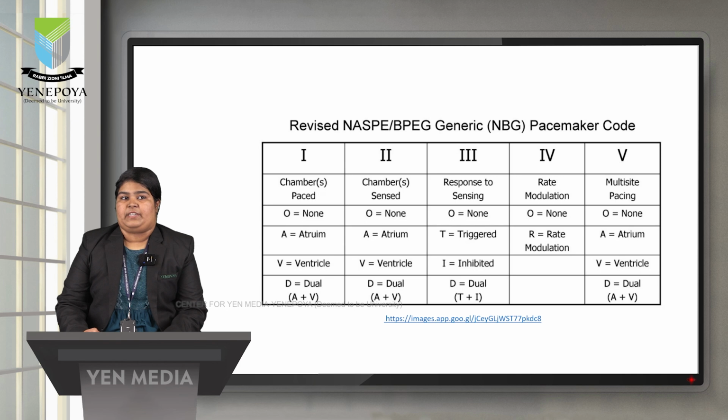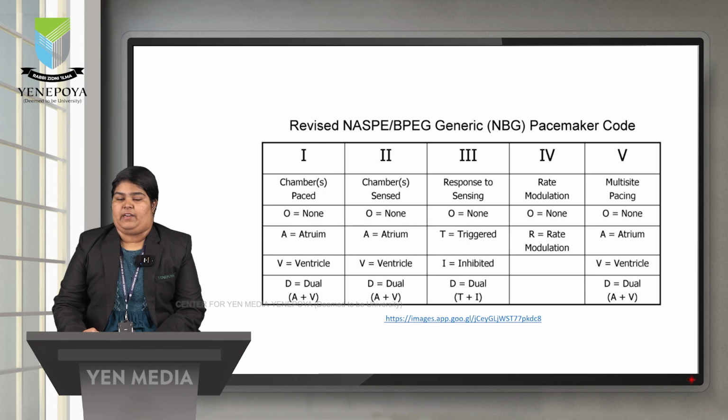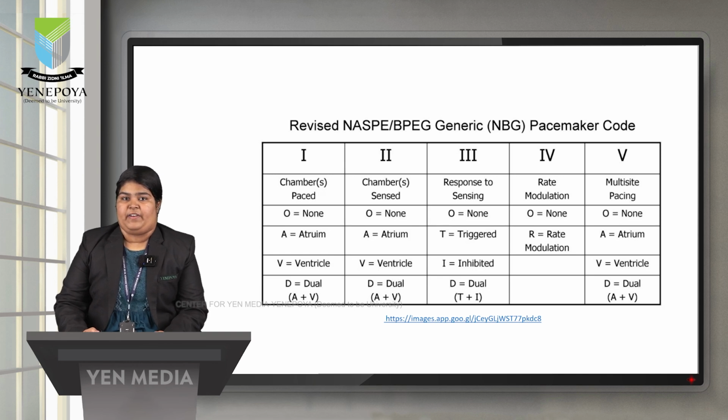Now the patient is sensed, and the patient is going to get paced. So what is the response to sensing? That is the third letter. O means none, T is triggered. When the pacemaker is programmed for a particular patient, there will be a baseline rate. For example, if it is kept at around 60 to 70 beats per minute, it will be triggered only if the rate of that patient goes beyond that. If the rate falls below 60 beats per minute, then it will be inhibited.